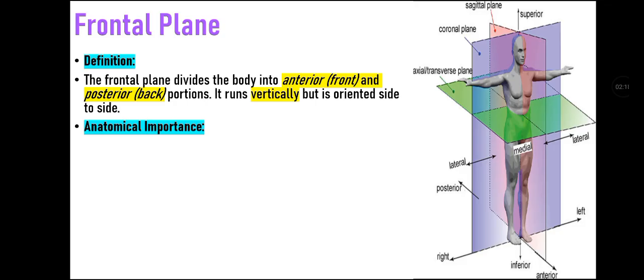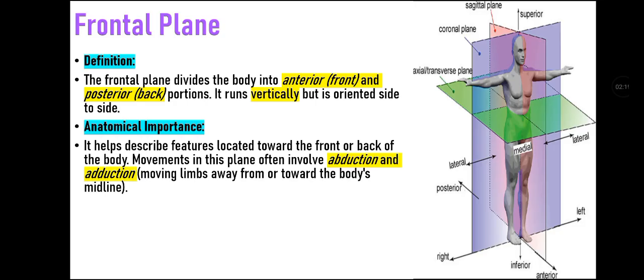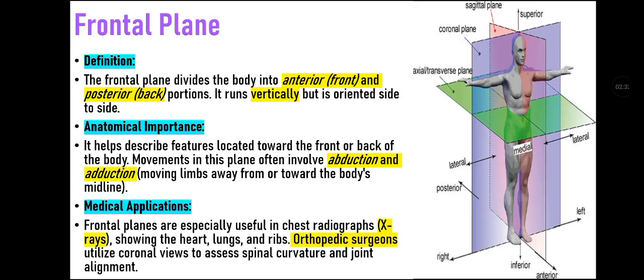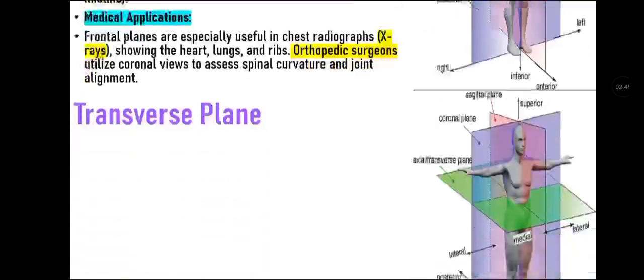Now let's talk about anatomical importance. It helps describe features located towards the front or back of the body. Movements in this plane often involve abduction and adduction, that is moving limbs away from the body and moving limbs towards the body. Now let's talk about medical application. Frontal planes are especially useful in chest radiographs, X-rays showing the heart, lungs and ribs. Orthopedic surgeons utilize coronal views to assess spinal curvature and joint alignments.